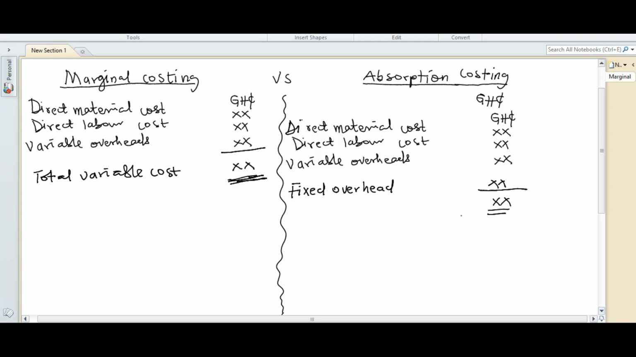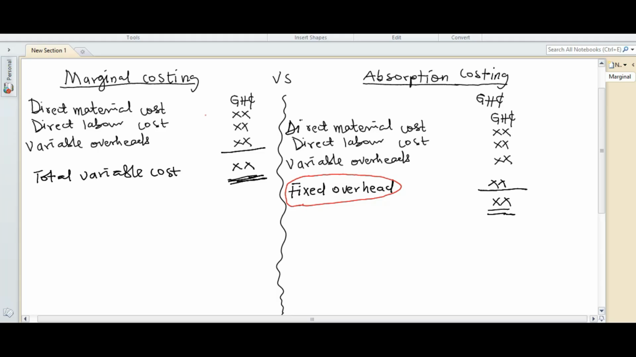We are going to use figures to represent this so that it will be easy for you. So basically, this is the main difference between absorption costing and marginal costing when we are doing the computation. The main difference is the treatment of fixed production overhead.